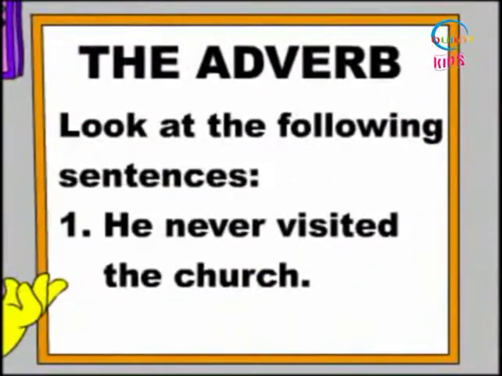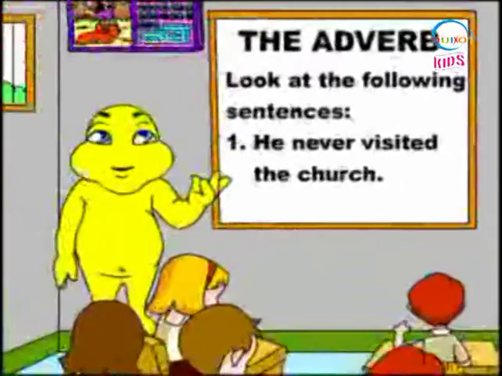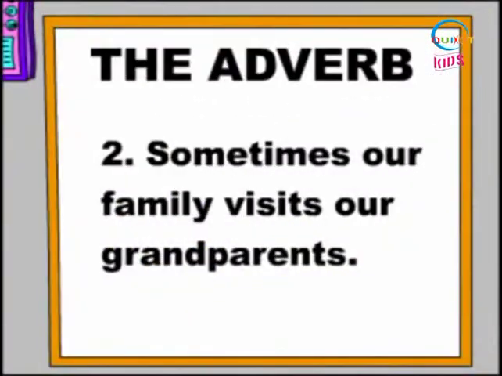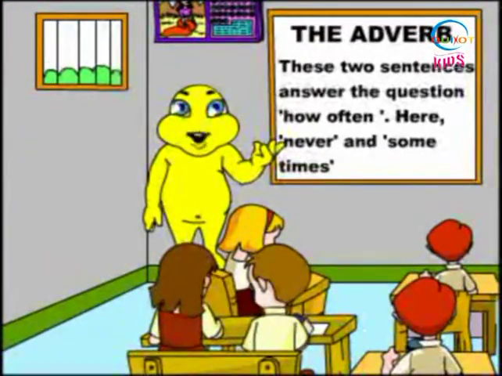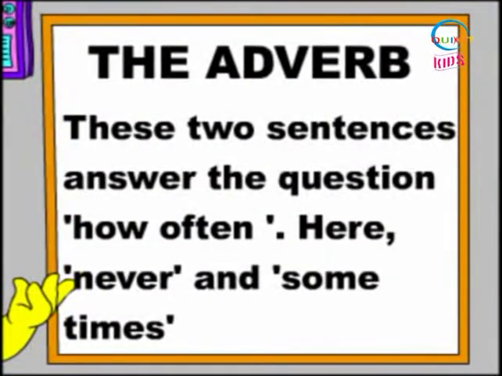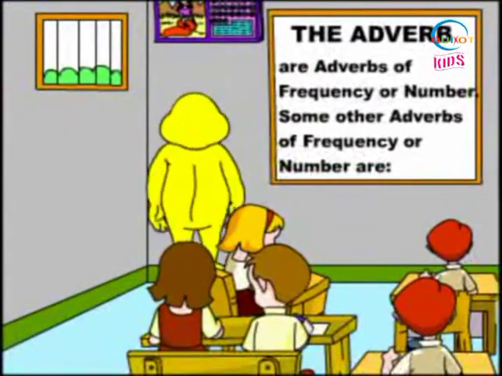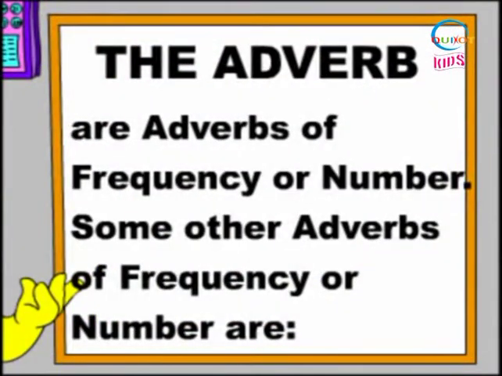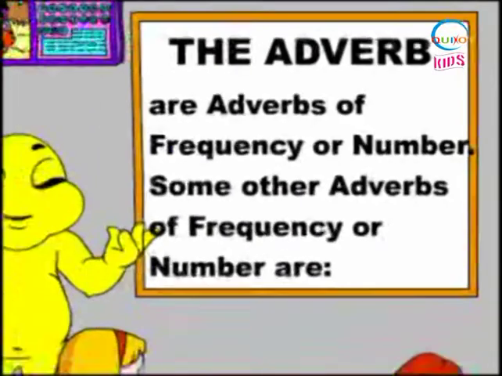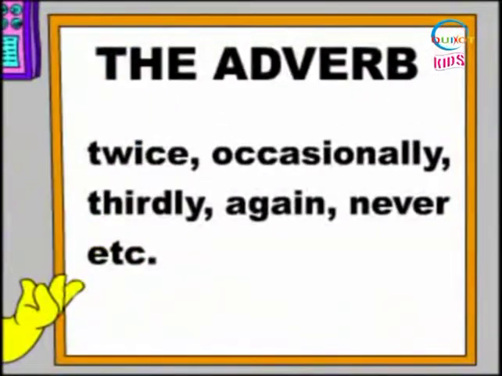Look at the following sentences. 1. He never visited the church. 2. Sometimes our family visits our grandparents. These two sentences answer the question, how often? Here, never and sometimes are adverbs of frequency or number. Some other adverbs of frequency or number are twice, occasionally, thirdly, again, never, etc.